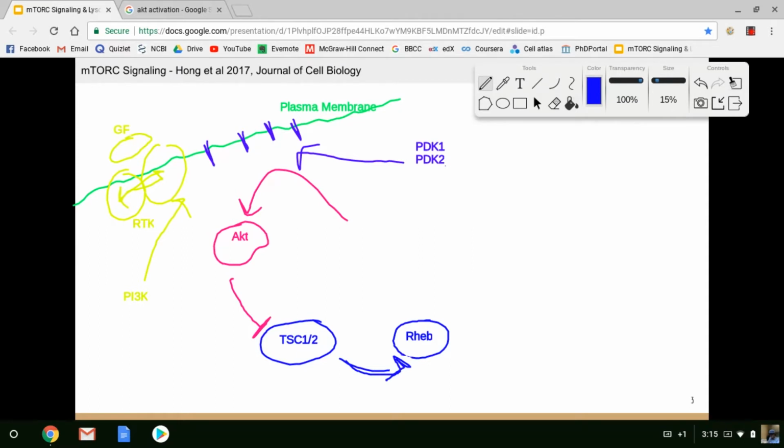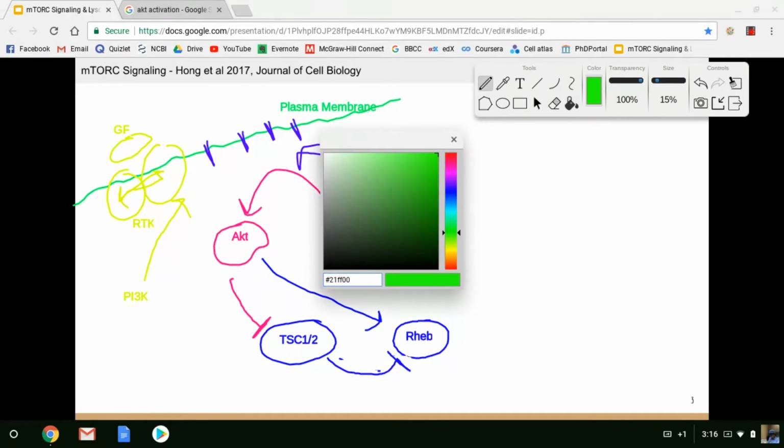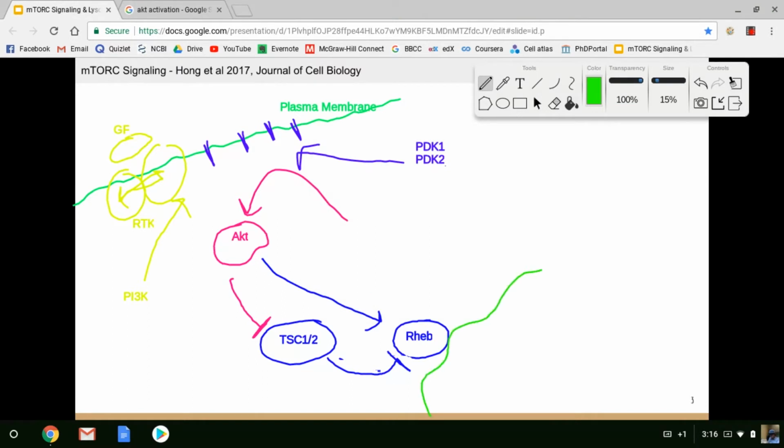So this is kind of a double negative. AKT is inhibiting this other protein, TSC1/2. TSC1/2 then inhibits Rheb. So an easier way to think of it is AKT activates Rheb. Although it doesn't do this directly, it does it through TSC1/2 inhibition. And AKT is again a kinase that's doing this via phosphorylation. And Rheb is actually a lysosomal bound protein. So this is going to be our lysosome.